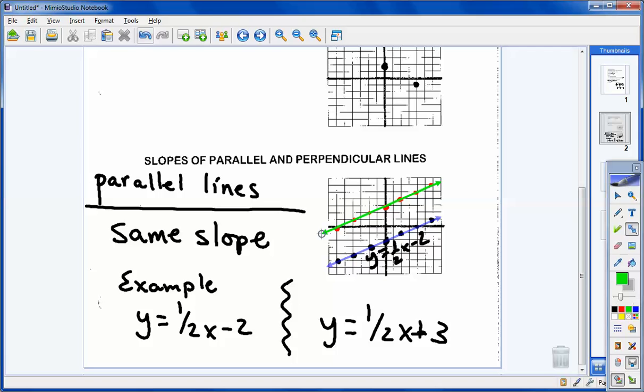Is this equation right here? Looks like we have y equals 1 half x plus 3. I'm going to circle the two 1/2s right here. Okay. What's true about the slope values again? Are they the same or are they different?